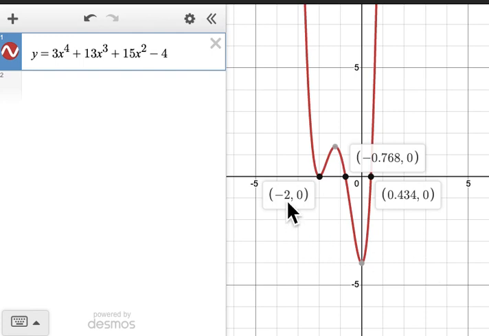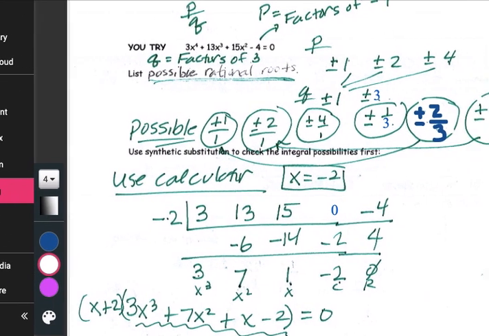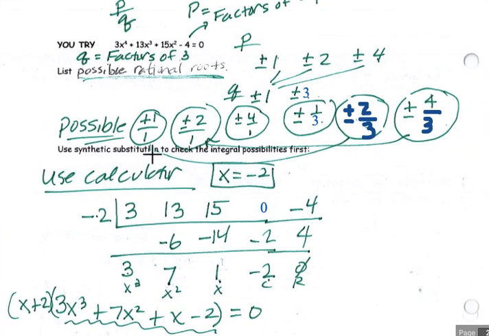But we decided to find out what polynomial we would get if we factor out x plus 2. Because if the zero of the function is -2, then one of the factors of the function is going to be x plus 2. So we're going to rewrite this fourth degree function as x plus 2 times a cubic. And we did that in class. So we divided this fourth degree function by x plus 2 using synthetic division. And we ended up with this fourth degree equation equal to x plus 2 times 3x cubed plus 7x squared plus x minus 2.